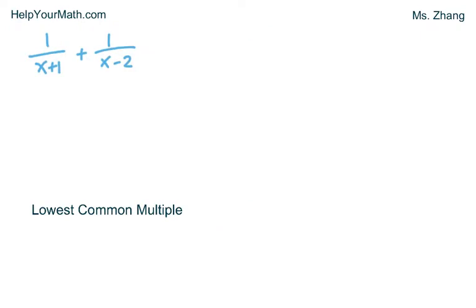The last problem is to add 1 over x plus 1 and 1 over x minus 2. So this time we're dealing with denominators that are binomials. So I first need to show you how to find the lowest common multiple of x plus 1 and x minus 2. So you can just imagine x plus 1 as an apple and x minus 2 as a watermelon.